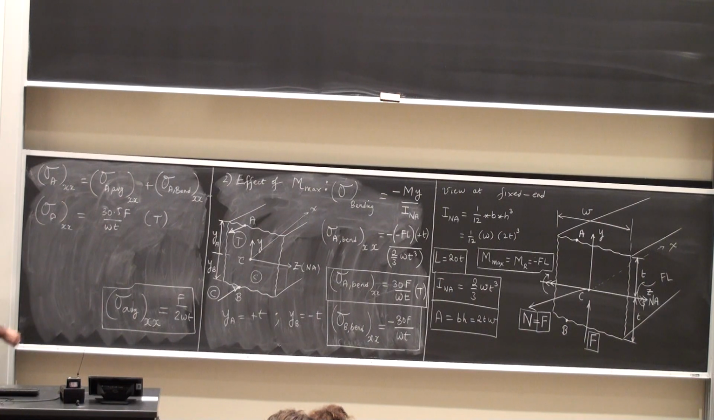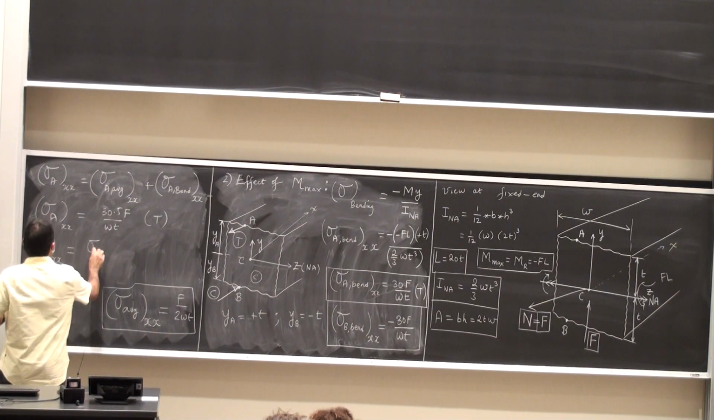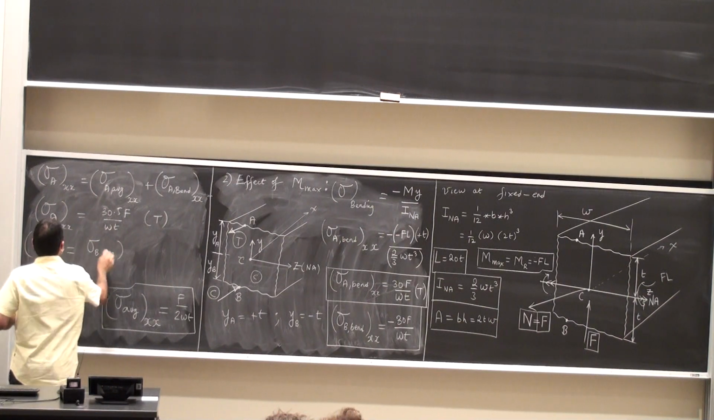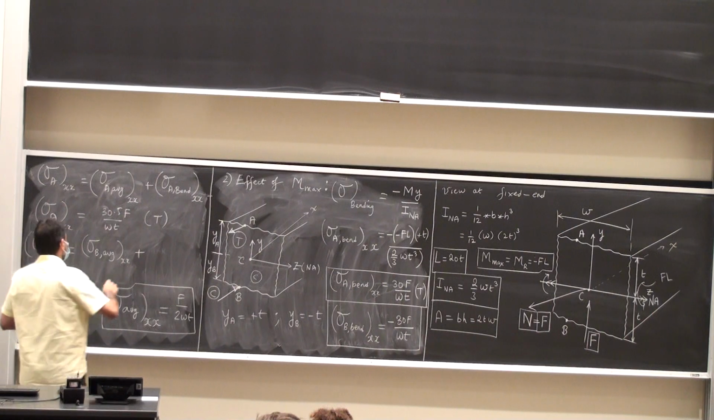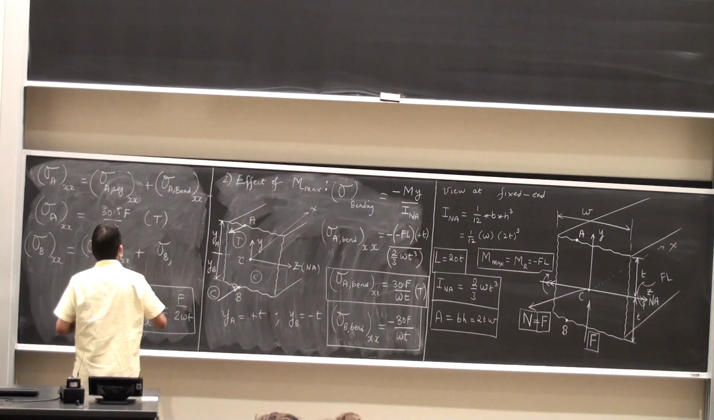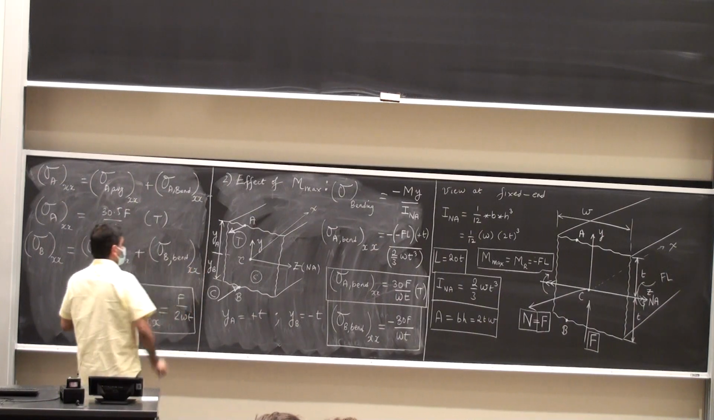I do the same thing for B. Watch what I'm doing. Sigma B XX is sigma B average plus, watch this, plus sigma B bending.